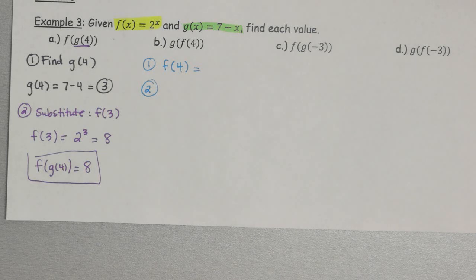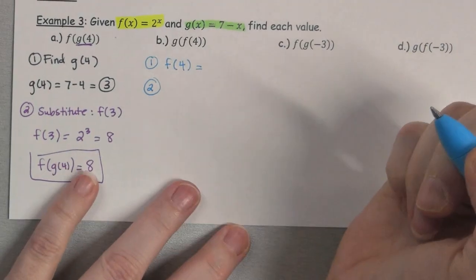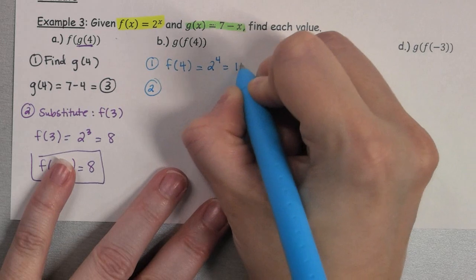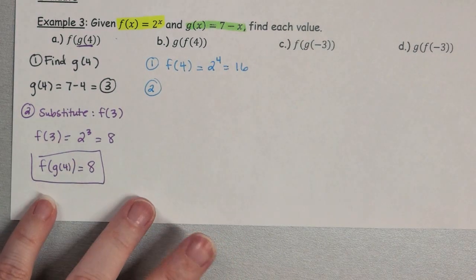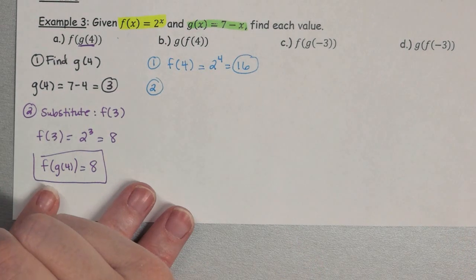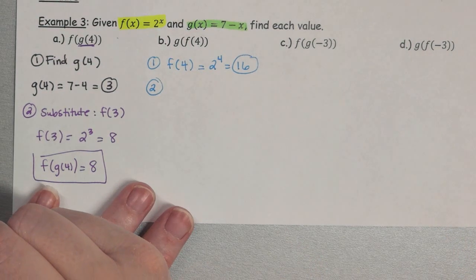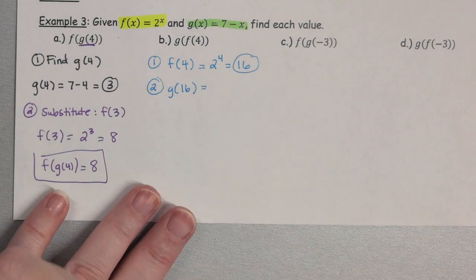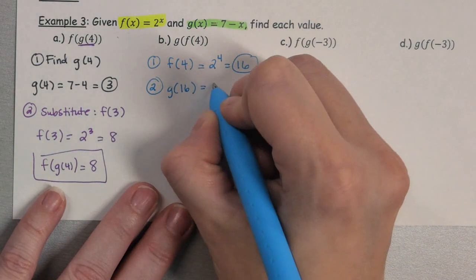Okay, Ashley, what'd you get for f of 4? 2 to the 4th, which is 16. Great. Okay, and then, Sam, what do you do with the 16? You put g and then the parentheses 16. And then 7 minus 16.